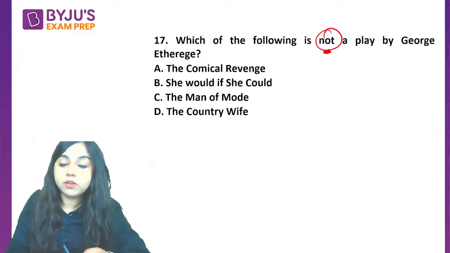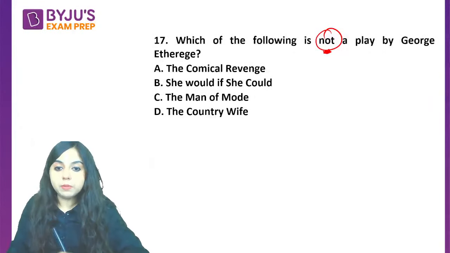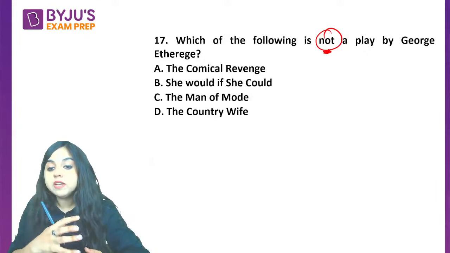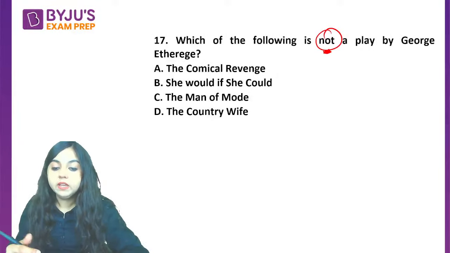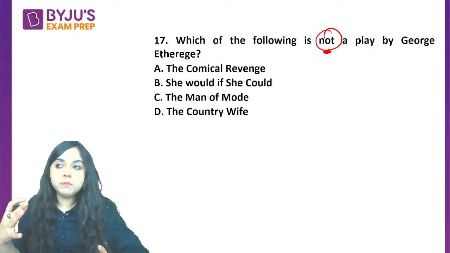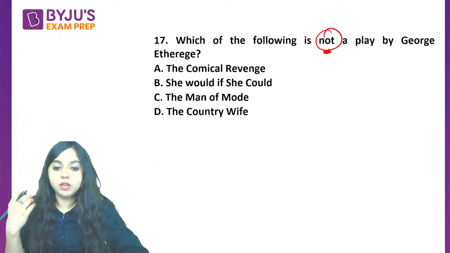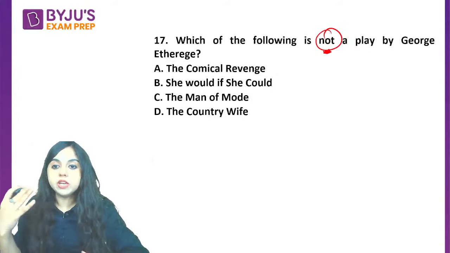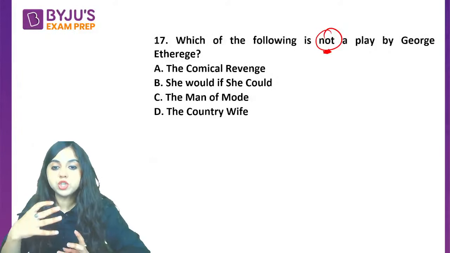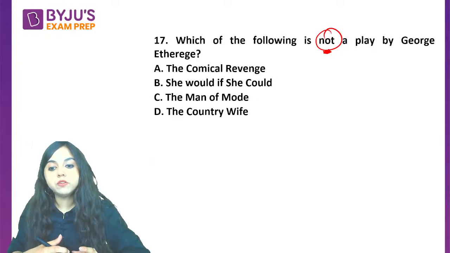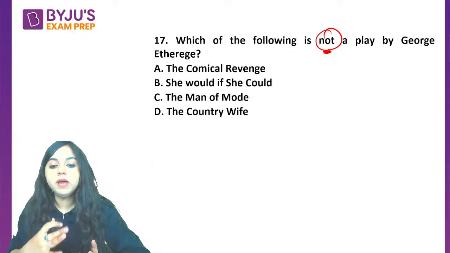George Etherege, who comes in the Restoration period, has plays classified as comedy of manners, where a lot of important writings were coming in. You have Wycherley, Vanbrugh, Otway, both tragedy and comedy writers. Restoration drama is a huge oeuvre. The Comical Revenge, She Would If She Could, The Man of Mode, these are all by Etherege.